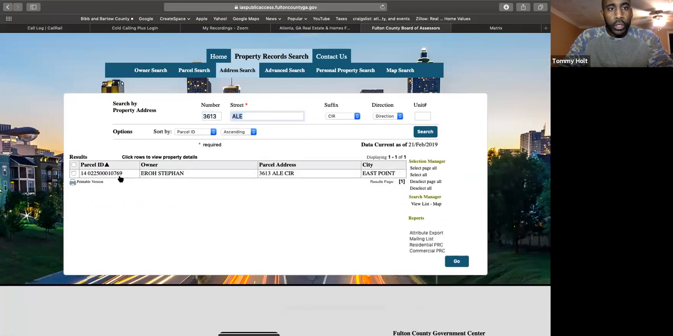Okay. So this parcel ID number, this PIN number right here, 14 space, and if you're going to look it up, you need to put that space here, okay? 14 space 022500010769, okay? That is the parcel ID number. That is how the county identifies that particular parcel of land, all right?